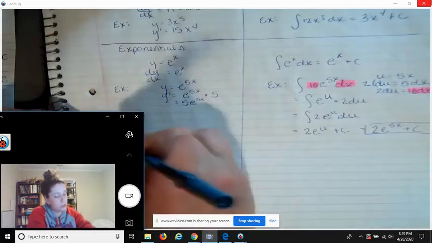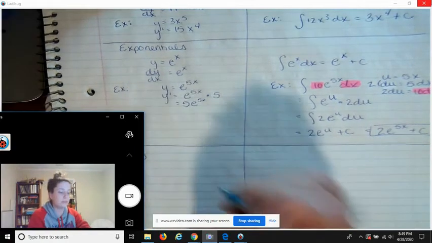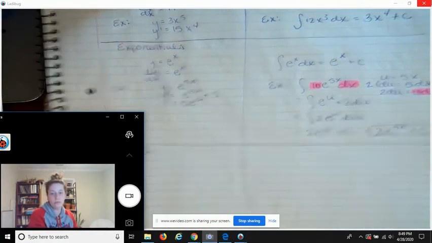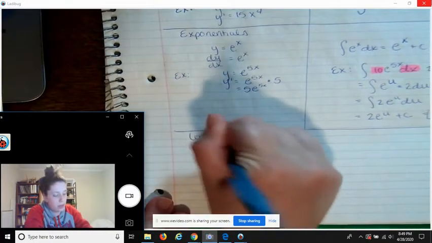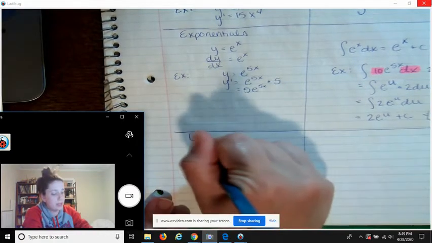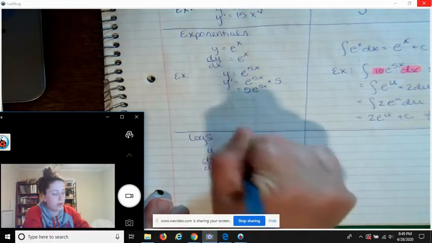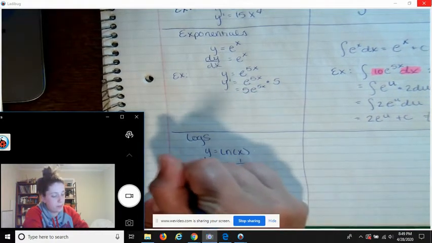Okay, so this is just review. So logarithms. Okay, so if we are given y equals the natural log of x, then our dy/dx should be 1 over x. Okay, and we'll do an example.